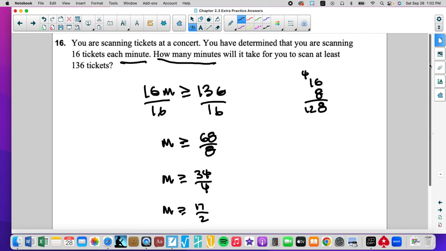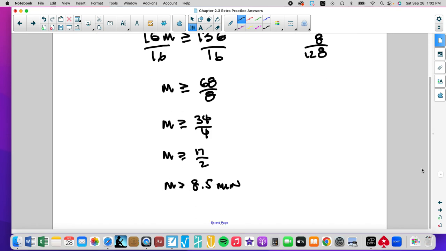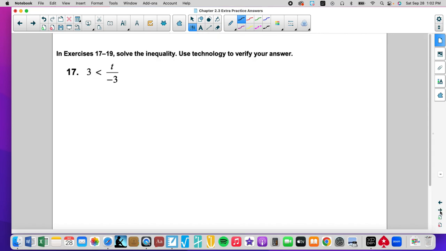So how many minutes will it take for you? It'll take me 8.5 minutes. Oh, I forgot. At least 8.5 minutes. I will get to 136 scanned tickets, and then from that point on, I will have more than enough. I will have done more than that.